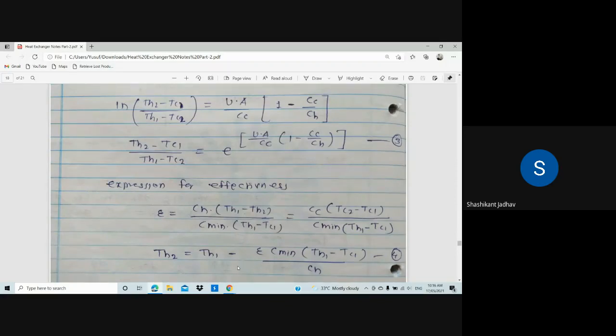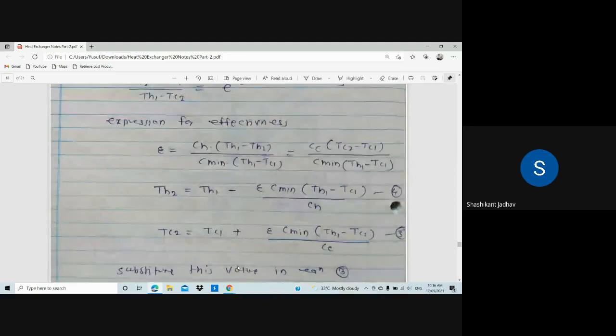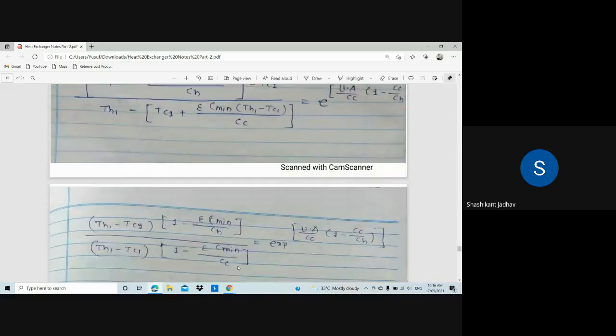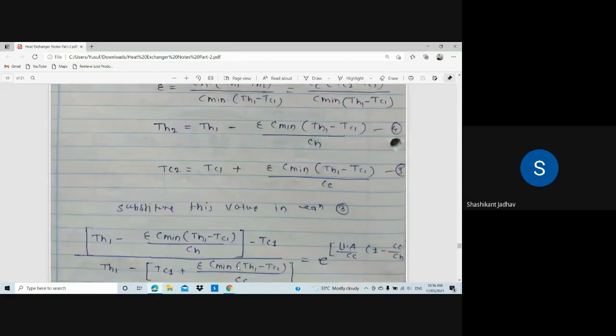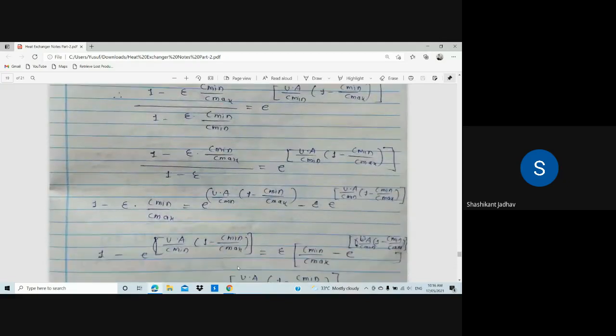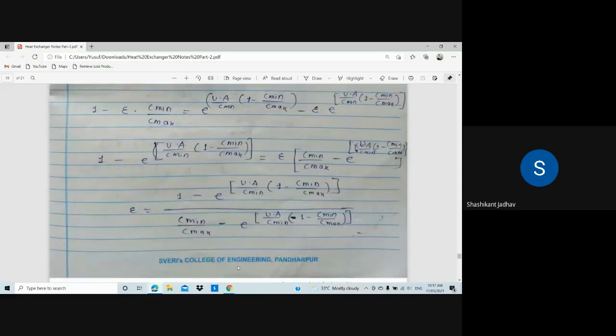Then we know the equation for the effectiveness. In that equation, we have calculated the value of Th2 and Tc2, and that value we have put into equation number 3. After this simplification, we get the equation as (1 - ε Cmin/Ch) / (1 - ε Cmin/Cc) = e^(UA/Cc × (1 - Cc/Ch)).